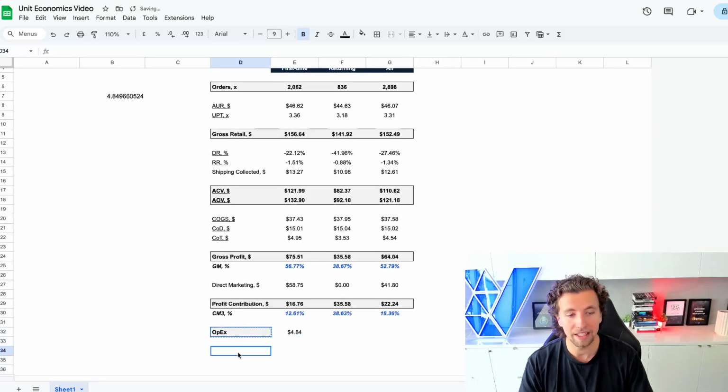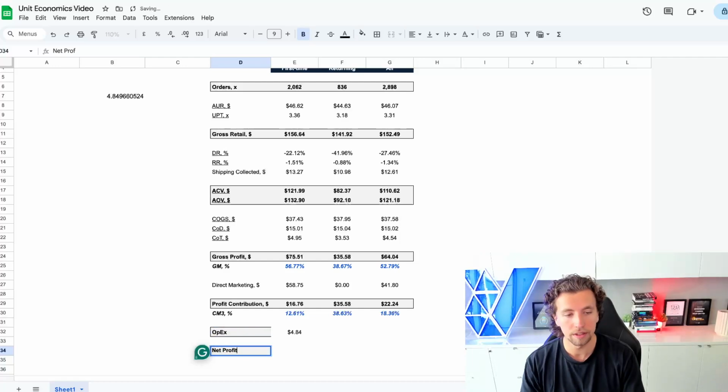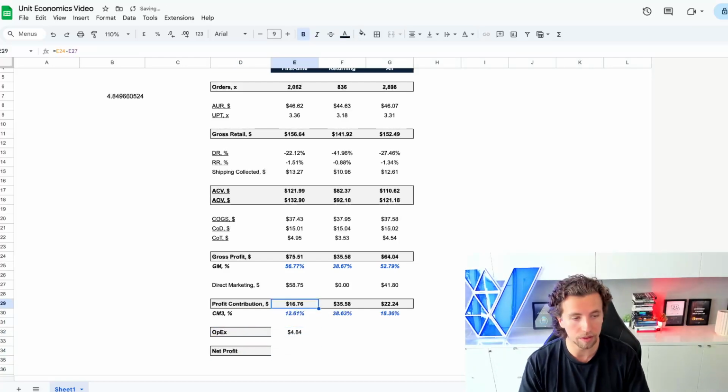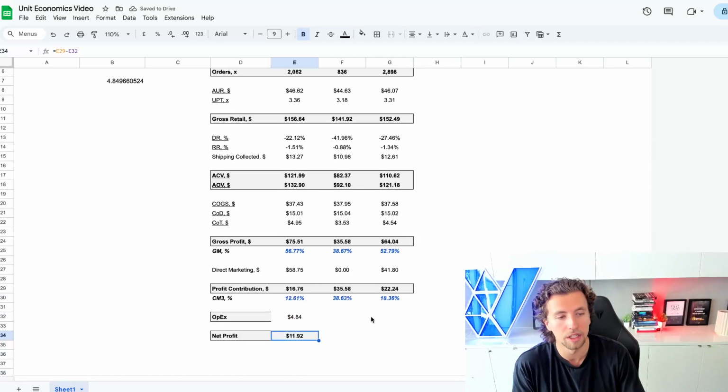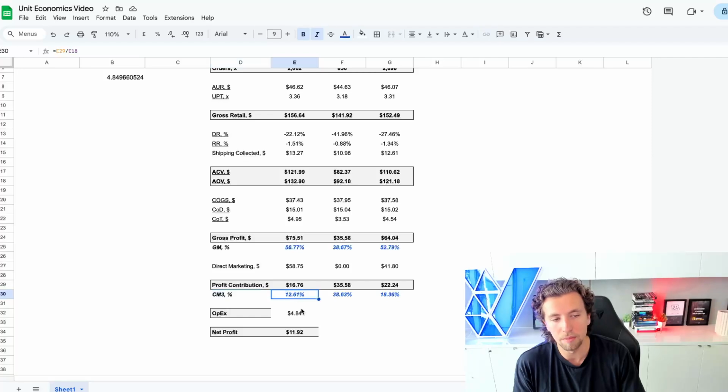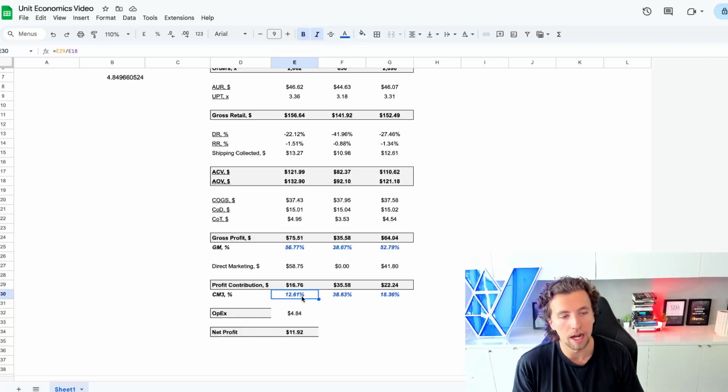And then we can technically get a net profit at an individual order level calculation. We would just do this by going profit contribution minus OPEX, which comes out at $11. The reason this percentage number is so important is because if you had $0 in OPEX, which is obviously impossible, but let's say you did, your maximum profit that you could sit at net would be 12.61%.